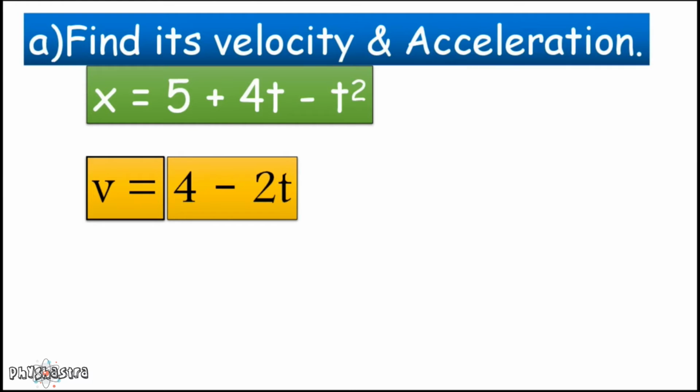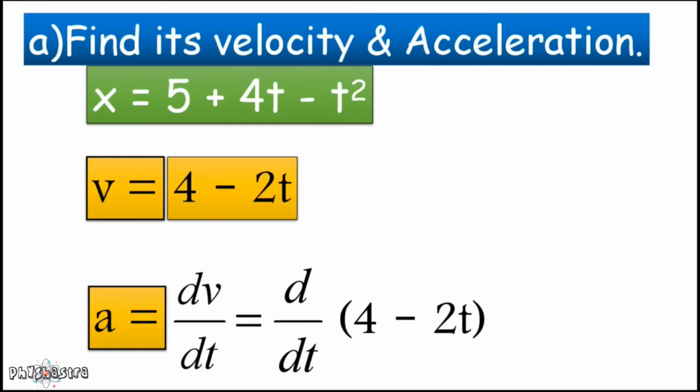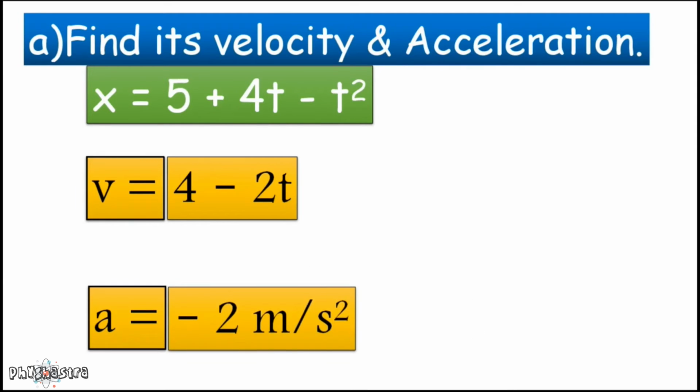Now the acceleration. The acceleration will be the derivative of velocity with respect to time. So we get dv by dt equals d by dt of 4 minus 2t. Again, applying the distributive and derivative formula with respect to time, we get acceleration as negative 2 meter per second squared. Now we have velocity as 4 minus 2t and acceleration as negative 2 meter per second squared.